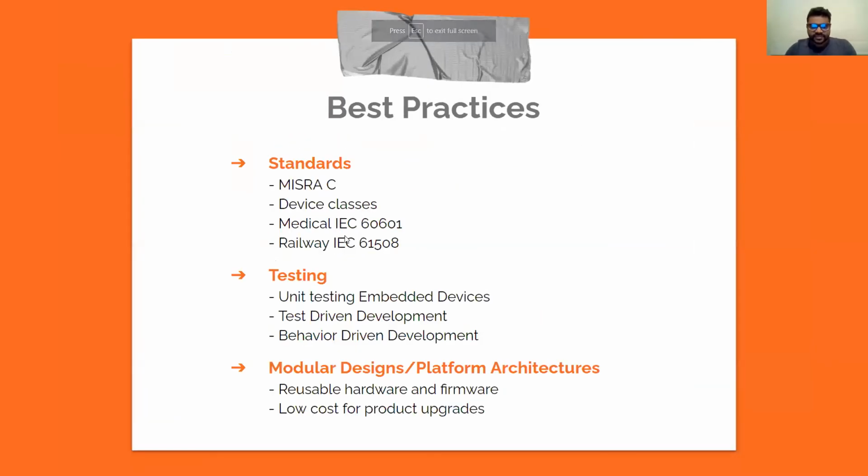Finally, the best practices in embedded systems: there are many standards. For example, there's a standard called MISRA C, which says how to write programs in C. And there are device classes, as I said, class B, C devices based on different requirements in the medical industry, which are governed by these medical standards, and railway signaling is governed by these railway standards. So there are so many standards. When you have an idea to design a software or design a device, you need to always learn about these standards.